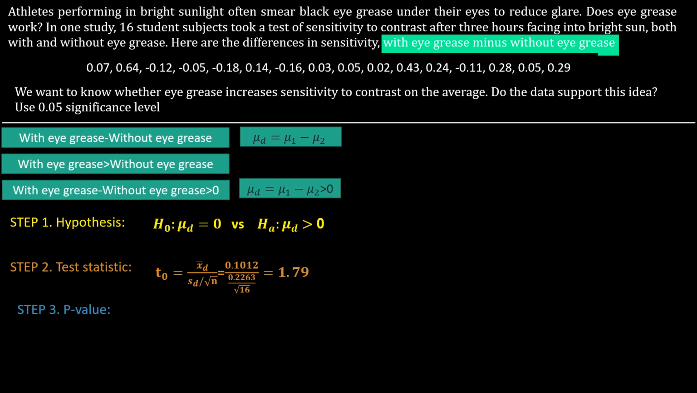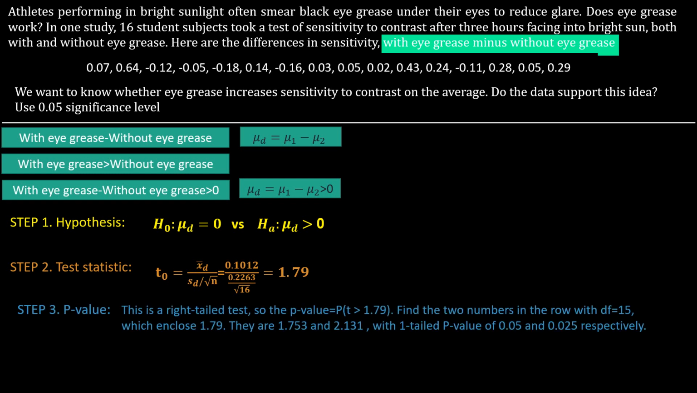Then the p-value. We know how to find the p-value. This is a right tail test. So, the p-value equals the probability t greater than 1.79. Find the two numbers in the row with degrees of freedom 15, which enclose 1.79. They are 1.753 and 2.131 with one tail p-values of 0.05 and 0.025 respectively.